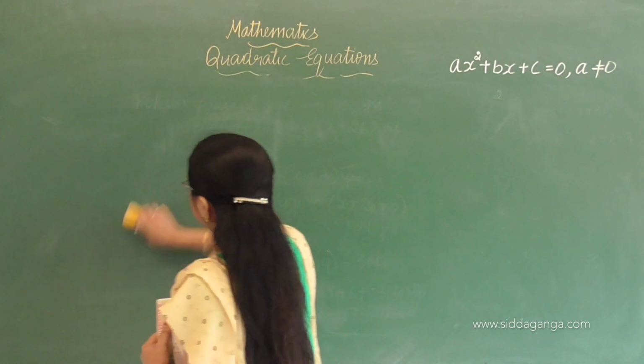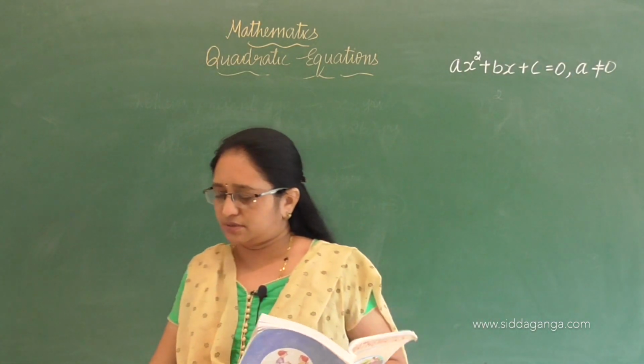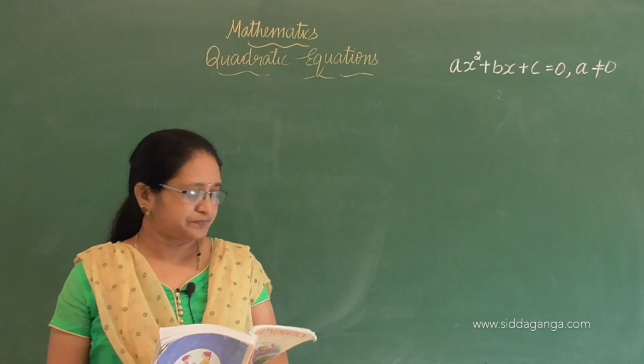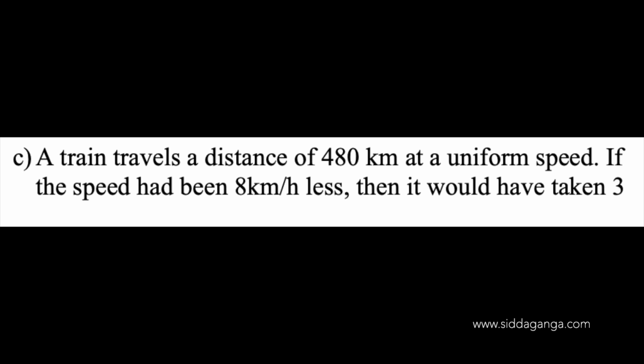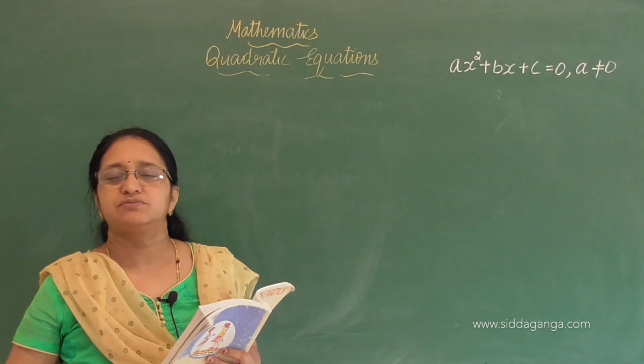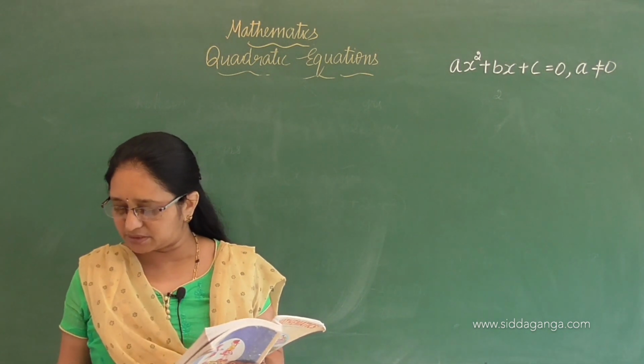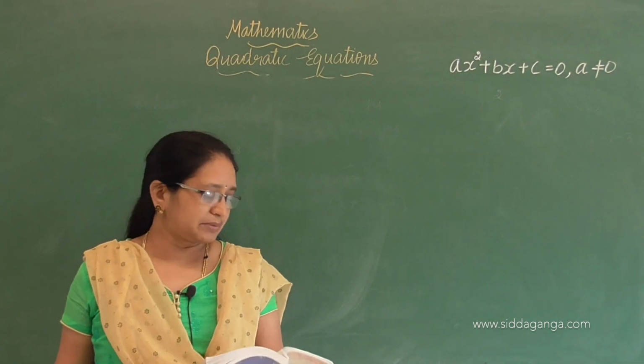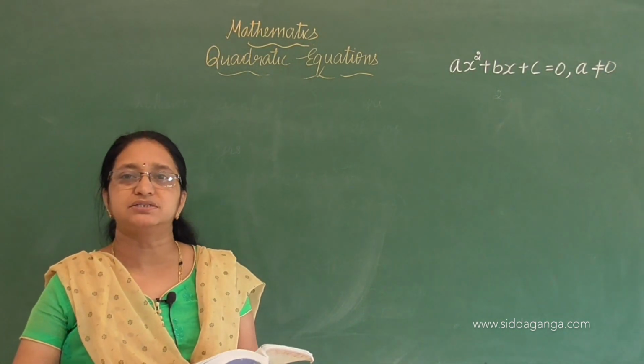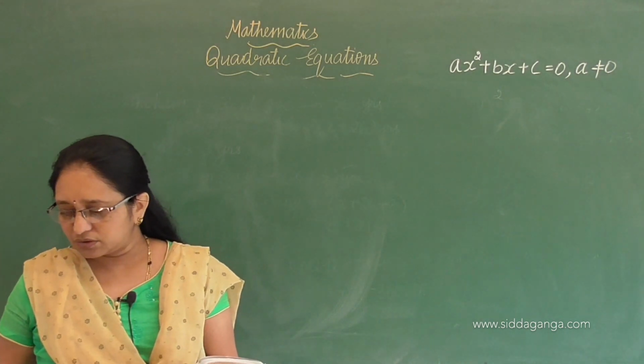We have already done this in linear equations in 2 variables, but once again it is something like recalling. A train travels a distance of 480 km at a uniform speed. If the speed had been 8 km per hour less, then it would have taken 3 hours more to cover the same distance. We need to find the speed of the train. See, in the previous chapter, linear equations in 2 variables, I told you the clue will be given in the question itself. Find the speed of the train. So, you have to start like that only.